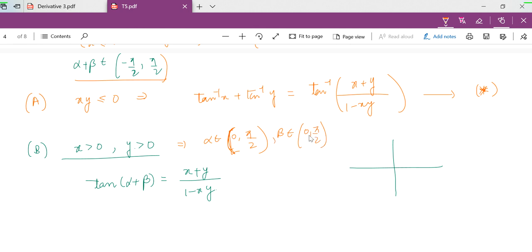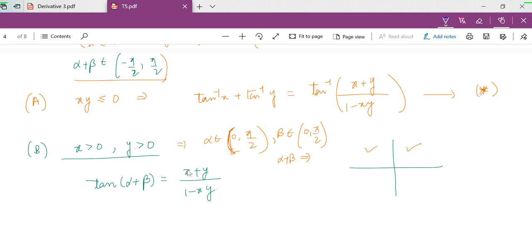Beta also belongs to 0 pi by 2. Then alpha plus beta is where? 0 comma pi, right? Either you are here in the first quadrant or you are in the second quadrant. Who? Alpha plus beta. Okay. Then alpha plus beta is either in the first quadrant or in the second quadrant. Okay. Now let's check this out. Still we are not sure, right, which one? Okay, so we have to check this out.